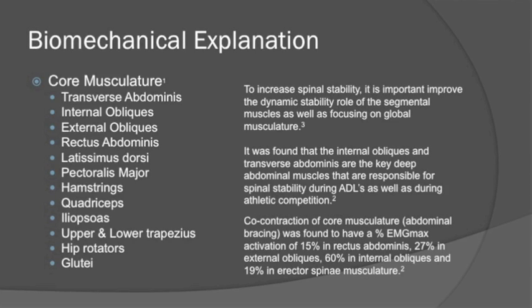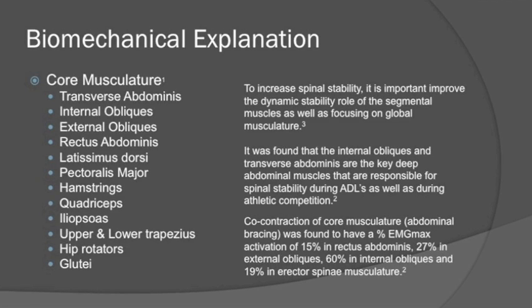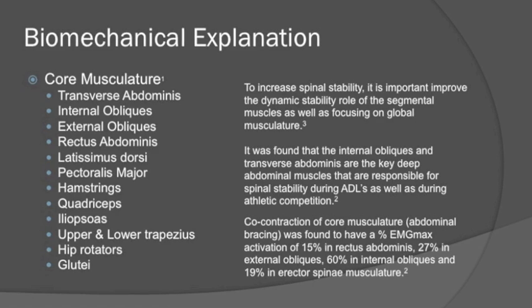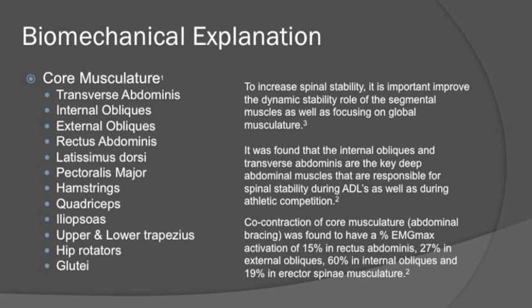The primary muscles activated during a prone or side plank include the core musculature, as well as other muscles that help to stabilize the upper and lower extremities. These muscles include the transverse abdominis, internal obliques, external obliques, the rectus abdominis, latissimus dorsi, the pectoralis major, hamstrings, quadriceps, the iliopsoas, upper and lower trapezius, hip rotators, and the glutei.